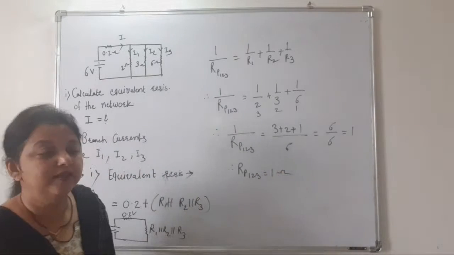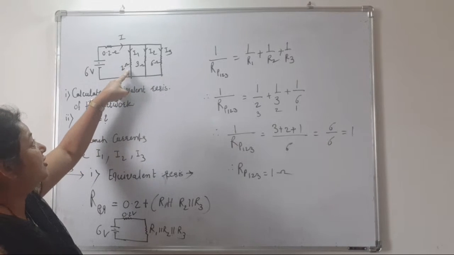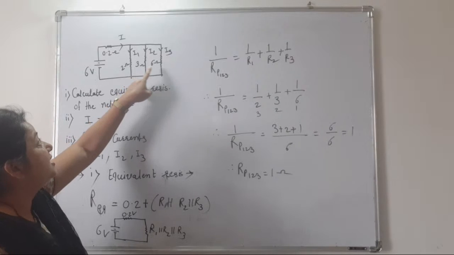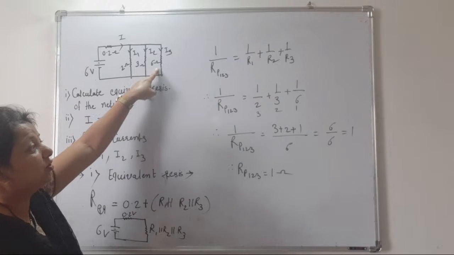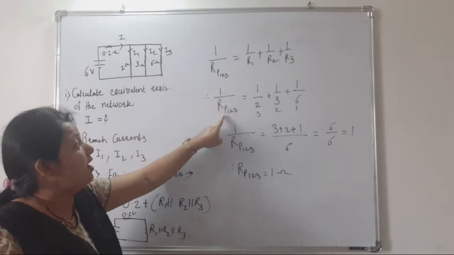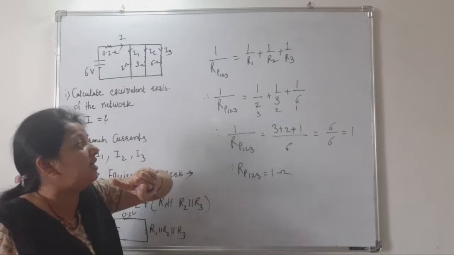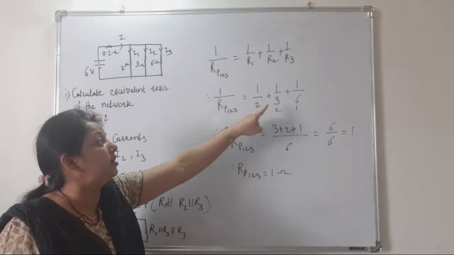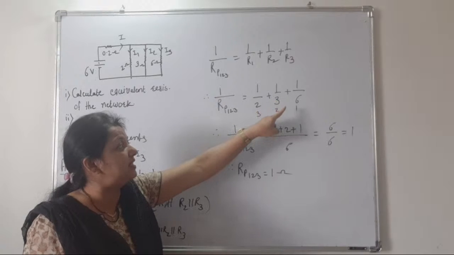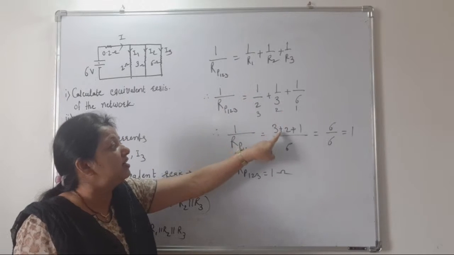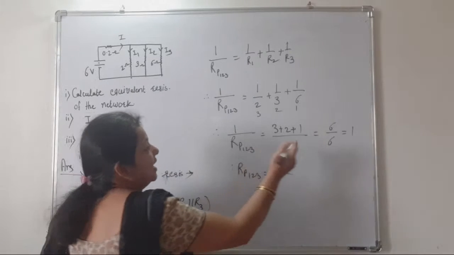Do you understand this? We calculate the parallel combination of these three resistances. Suppose this is your R1, this is your R2, this is your R3. R1 equal to 2 ohm, R2 equal to 3 ohm, R3 is equal to 6 ohm. So 1 upon Rp is equal to 1 upon R1 plus 1 upon R2 plus 1 upon R3. We simplify by LCM of 2, 3, 6, which is 6. 3 2s are 6, 2 3s are 6, 1 6 is 6. So 3 plus 2 plus 1 over 6.